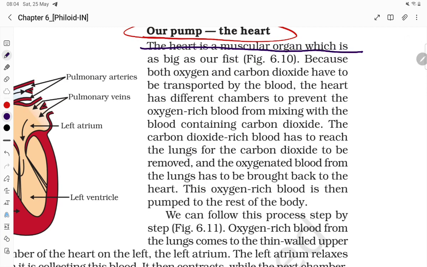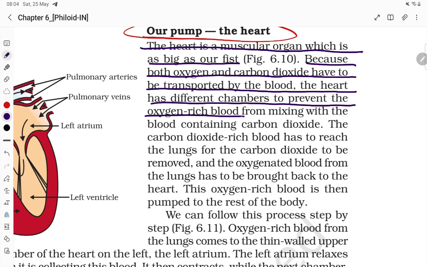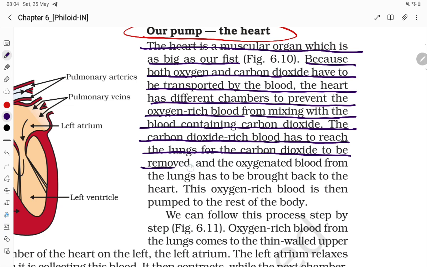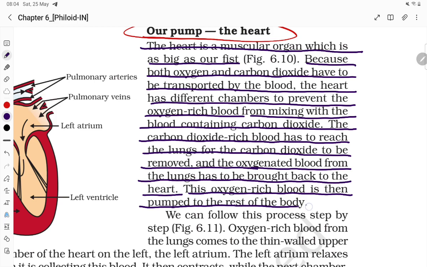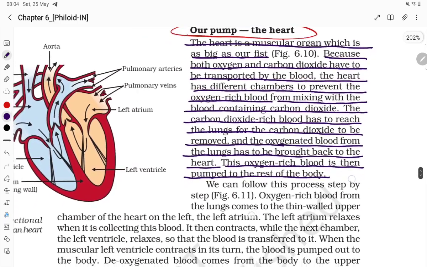The heart is a muscular organ which is as big as our fist because both oxygen and carbon dioxide have to be transported by the blood. The heart has different chambers to prevent the oxygen-rich blood from mixing with the blood containing carbon dioxide. The carbon dioxide-rich blood has to reach the lungs for the CO2 to be removed, and the oxygenated blood from the lungs has to be brought back to the heart. This oxygen-rich blood is then pumped to the rest of the body.